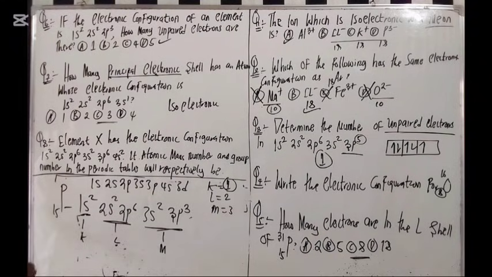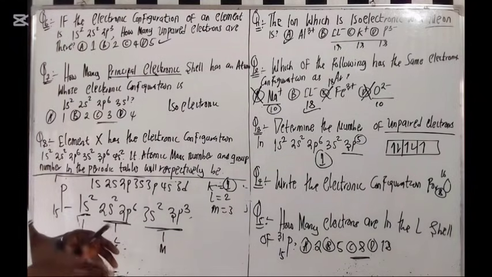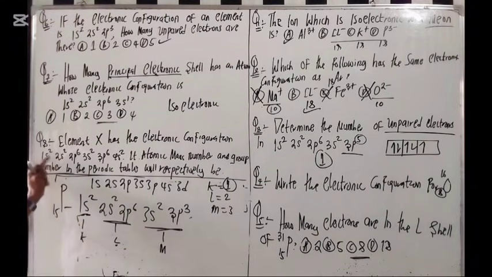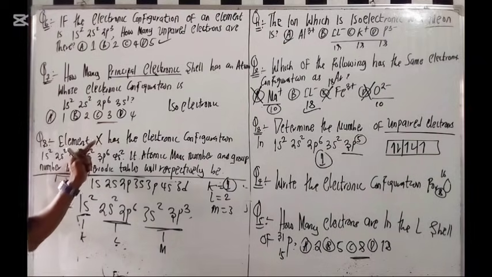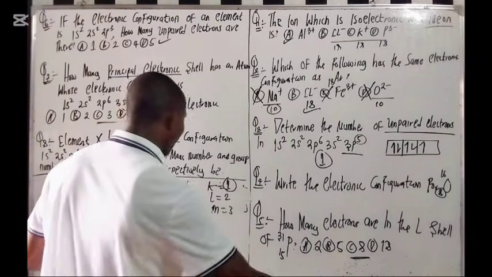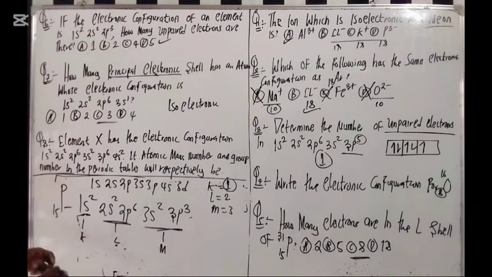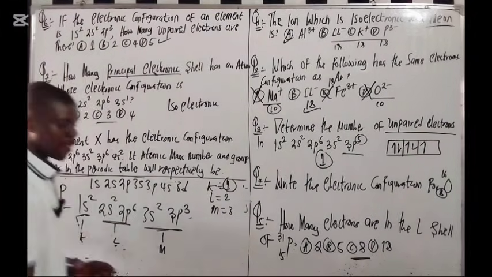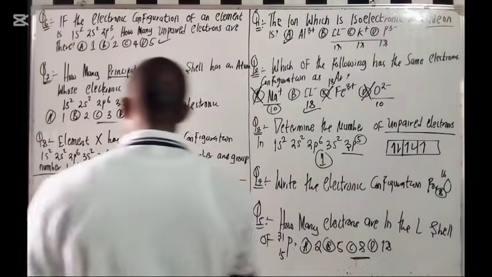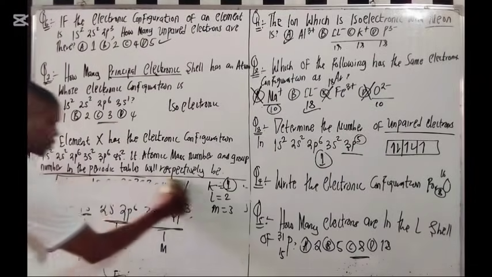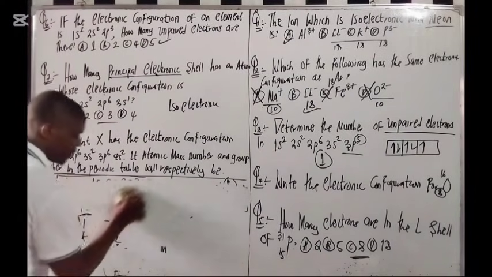So look at the last one. Element X has the electronic configuration 1s2, 2s2, 2p6, 3s2, 3p6, 4s2. Its atomic number and the group number in the periodic table will respectively be what? So look at something here. If you have been given something like this, please pay close attention.